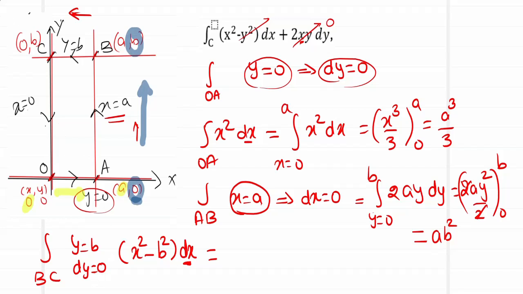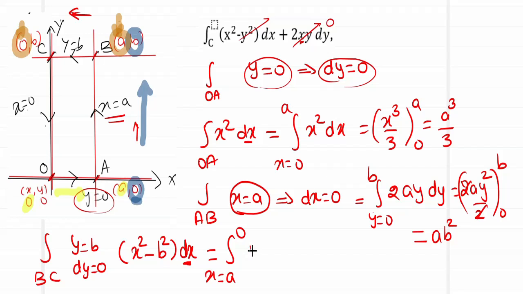What happens to my limit in the x direction? My x moves from the point x equal to a to the point 0. So be careful, x moves from a to 0. Highlight it here: integral, x moving from a to 0. Don't take it in the sense that 0 will be lower and a will be upper. Since we are moving in the anti-clockwise direction, a comes first and then comes 0. So be very careful about the direction or orientation. X moves from a to 0.